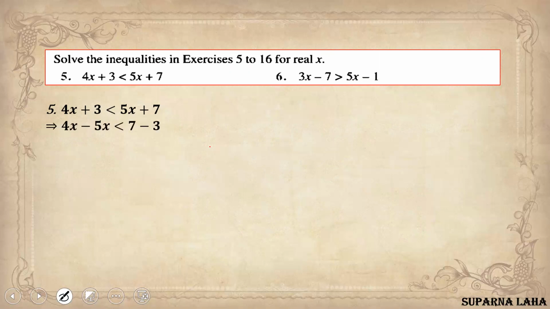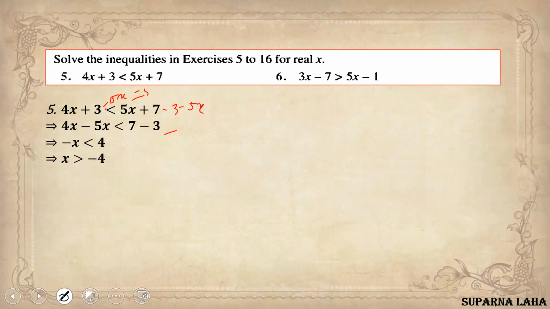So on both sides you can subtract 3 and 5x, this side also and this side also, minus 5x and minus 3. So it will look like that: 4x minus 5x less than 7 minus 3. If we subtract, then you will find these things. So 4x minus 5x, that is minus x, less than 7 minus 3 is 4. So now minus x is less than 4. So x is what? Greater than minus 4.